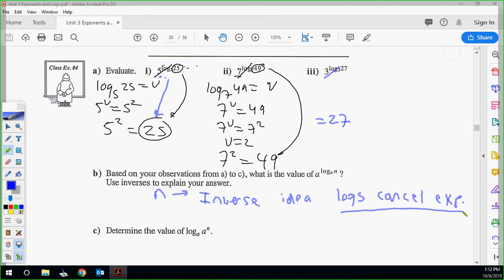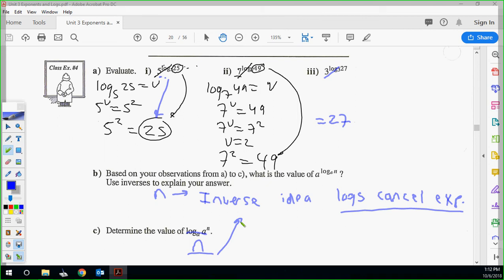Now here we have log base a of a to the n. Will that affect anything different? Nope. These will also cancel. We'll be left with n under the same idea. The log and the exponential will cancel because they are inverses of each other. Okay? Stuff to keep in mind there as we go forward.